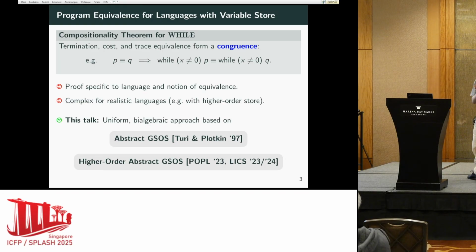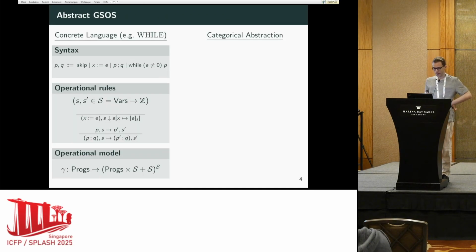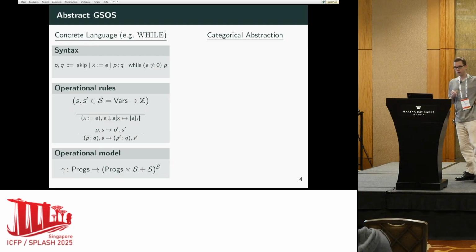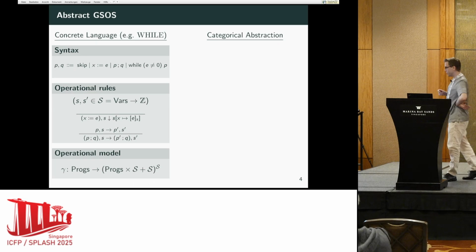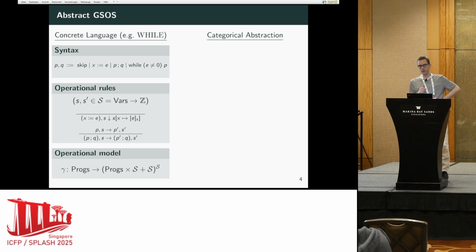The approach that we take is a bialgebraic approach that is based on Turi and Plotkin's abstract GSOS, which I will recall in a minute, and on its higher order extension that we recently developed in a series of papers starting at POPL 23. So, what is abstract GSOS? This was developed by Turi and Plotkin in the late 1990s, so it's a quite classical approach to reasoning about equivalence of programs using category theory.